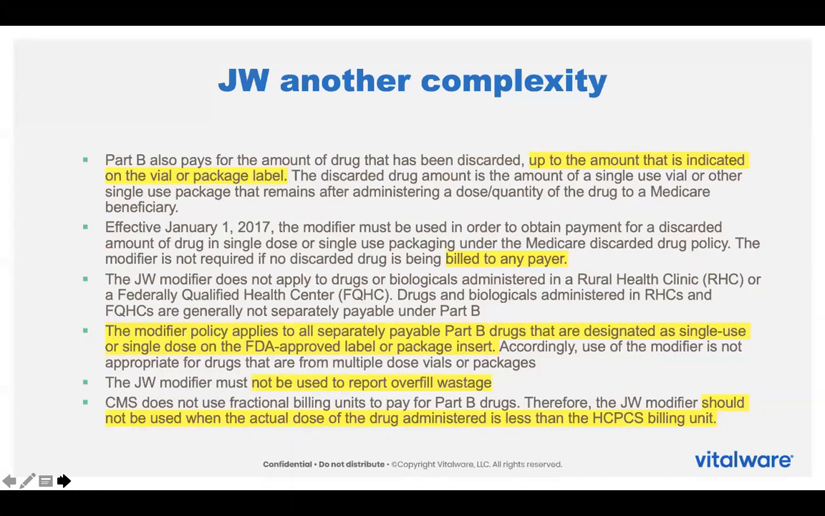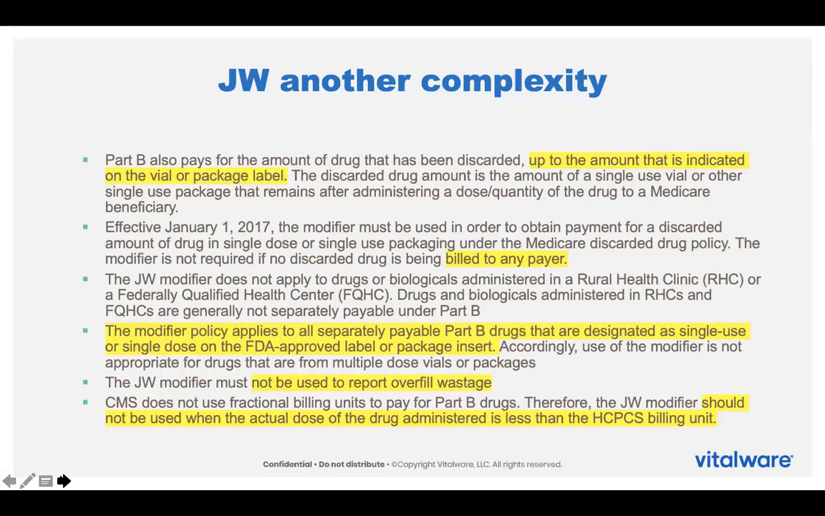And this comment came out as the JW started. Amgen routinely puts a little more in their vial of Epogen to make sure the entire dose can be obtained from the vial, because you've got your syringe length and a little air bubble. So they're a little bit higher in the vial than what is labeled. So people were starting to charge more than was actually labeled for the vial. So you can only go up to that amount. And the modifier is never required if no discarded drug is being billed to any payer. So if you decide you're not going to do discarded drugs to any payer, you don't need JW.